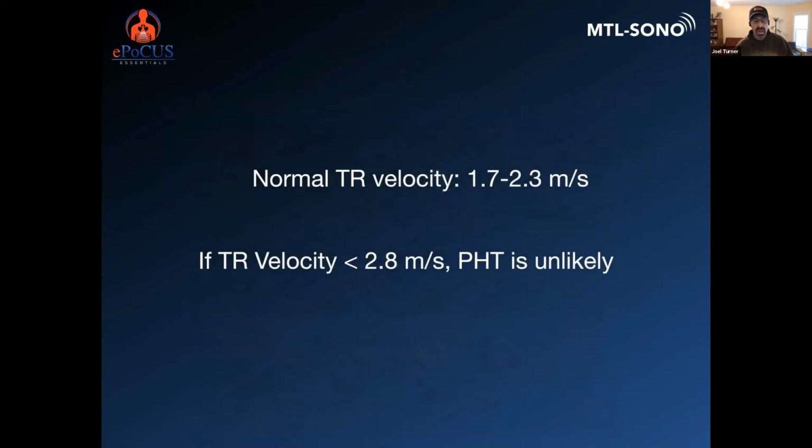So a normal TR velocity, okay, so velocity we're talking about, is anywhere between 1.7 to 2.3. So I would just say, 2 plus or minus. So if your TR velocity is less than 2.8 meters per second, you can already say that pulmonary hypertension is unlikely in these patients, and we really can move forward on that.